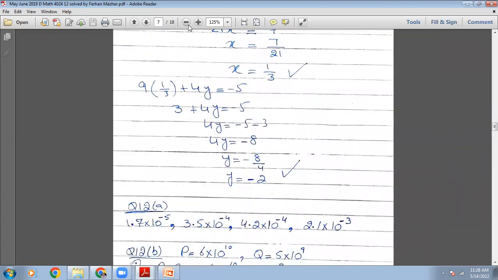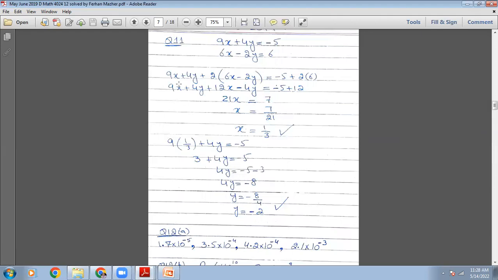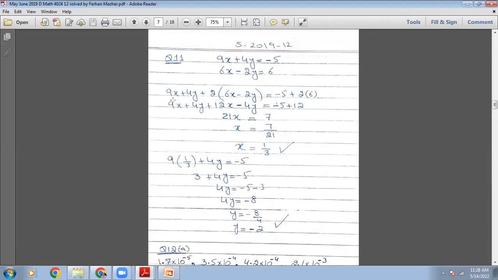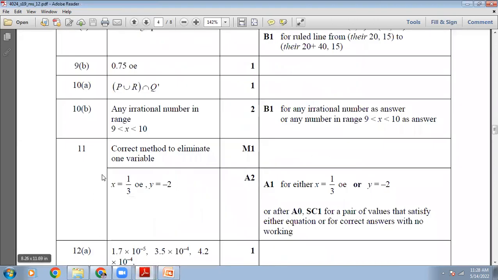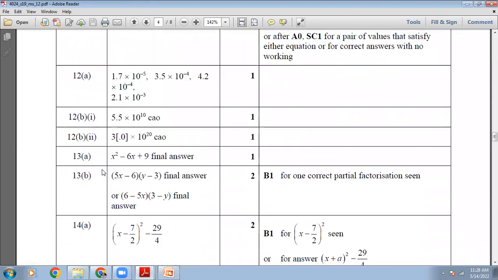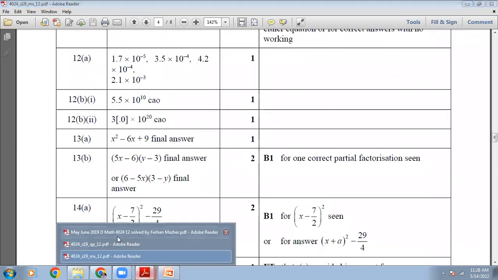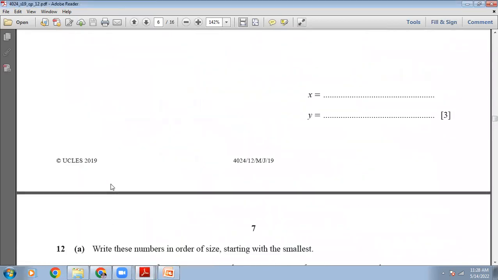minus 2. So the value of x is 1 by 3, and the value of y is minus 2. So let's have a look at the marking scheme. What the marking scheme says, 1 by 3 and minus 2. So our answers are right. Okay, so we are going to the next question.